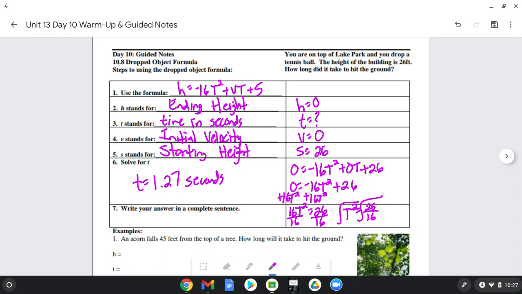It asks you to write it in a sentence. So it takes the ball 1.27 seconds to hit the ground. That would be a good sentence, something simple. So that's how we're going to do all of these.